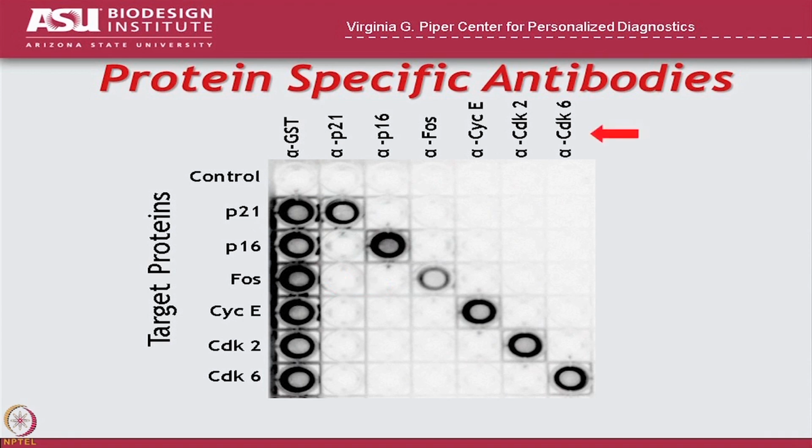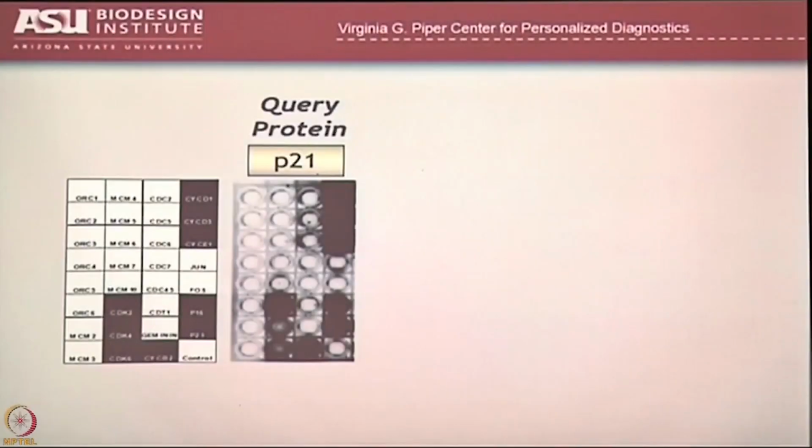But if we probe them with antibodies that are specific to each individual protein, then only the P21 lights up at P21, only the P16 lights up at P16, only the FOS, and so on and so forth. So depending on what you use as your antibody, you only get that signal. Now you can use the same approach to look at interaction queries. In this case, here's a bunch of different proteins on a chip, right? And "chip" I mean in quotes, because these are actually the wells of a 96-well dish.